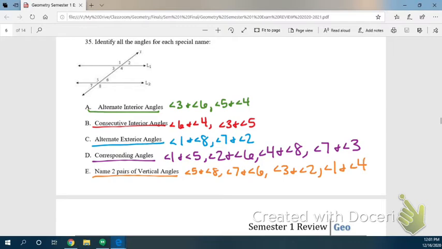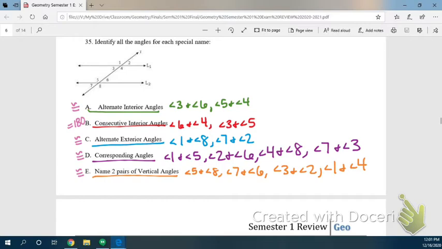I also wanted to note, when you have parallel lines, some of these are congruent. So in pink, I'm going to write that alternate interior angles are congruent. Alternate exterior angles are congruent. Corresponding angles are congruent, and we all know that vertical angles are always congruent, whether they're parallel or not. Consecutive interior angles are the ones that add up to 180. So that might help you with some of the next ones.